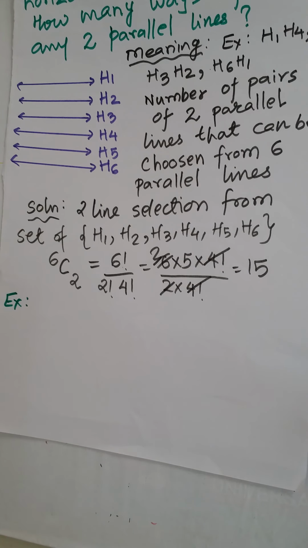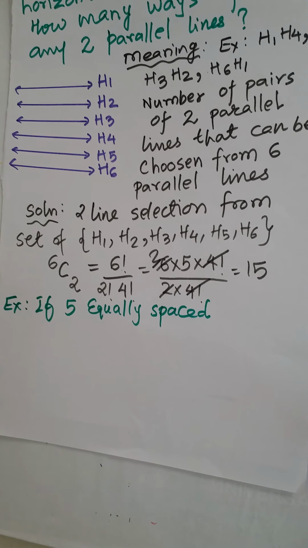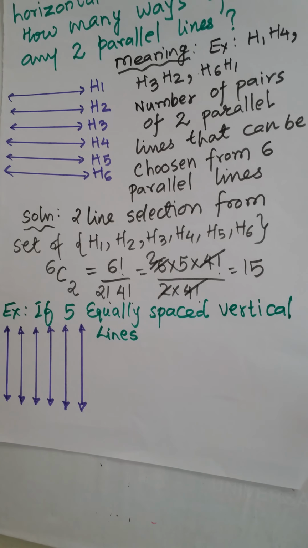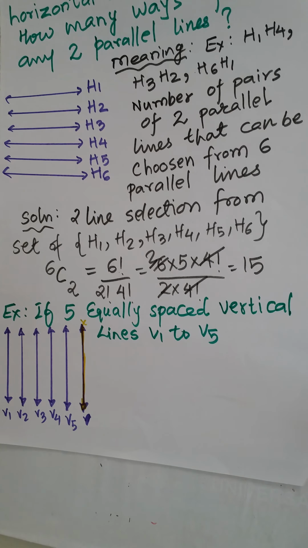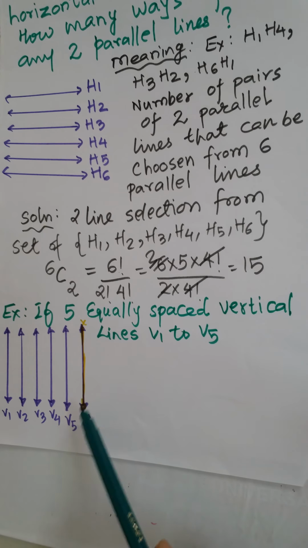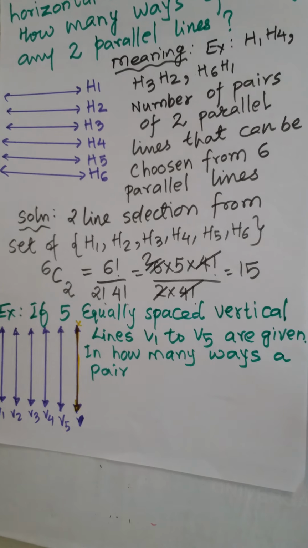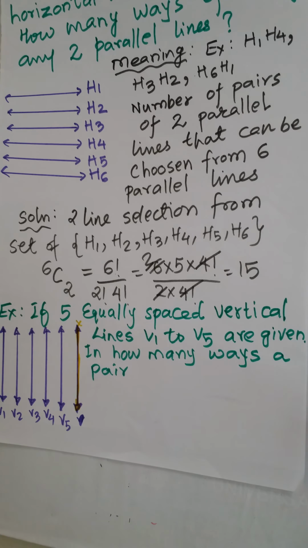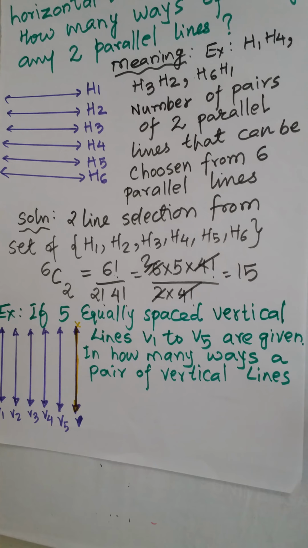Now similar to this, another example is if 5 equally spaced vertical lines v1 to v5 are given, in how many ways can we choose a pair of vertical lines? (The original drawing of the lines was accidentally wrong.)